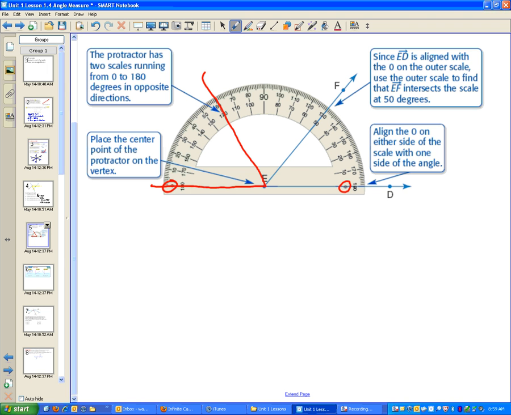And then you might ask, well, which do I use, the outside numbers or the inside numbers? It depends on where your zero was. If your zero's on the inside, then you're using the inside numbers, right? 10, 20, 30, 40, 50. That's a 50-degree angle. If you put your protractor down so that your zero's on the outside, then the red angle I drew in is 10, 20, 30, 40, 50, 60 degrees because I'm using the outside numbers. Make sense? Okay.